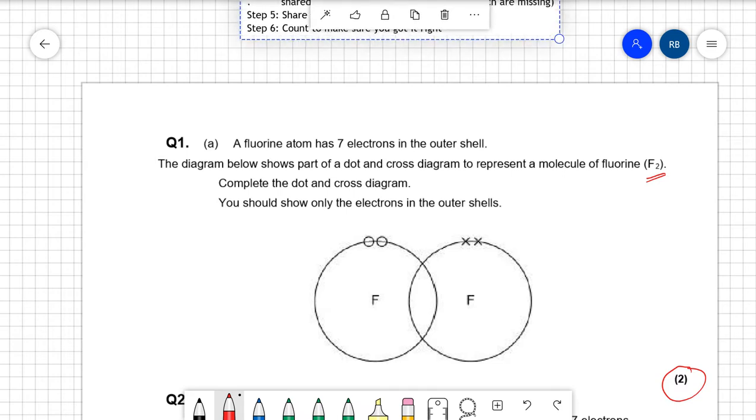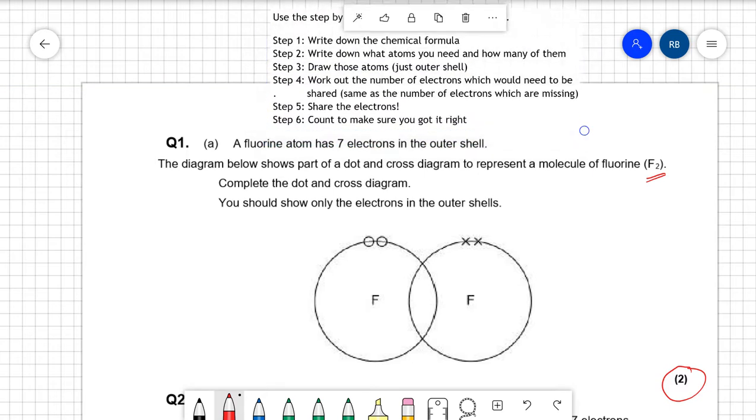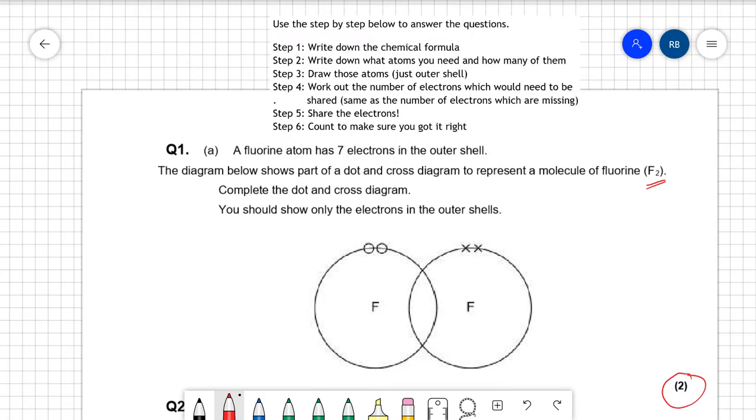Well, let's have a look at how we're going to do this. Here from our booklet is our list of instructions. Write down the chemical formula. Well, we don't need to, because we've got it here. Write down what atoms you need and how many. Well, again, for this, we've been given a big clue. We've got fluorine, and there are 2 atoms.